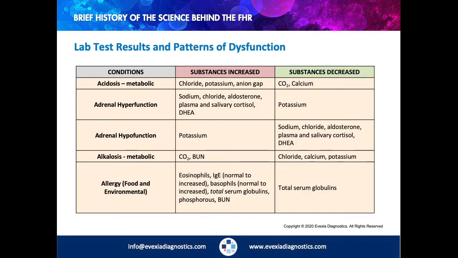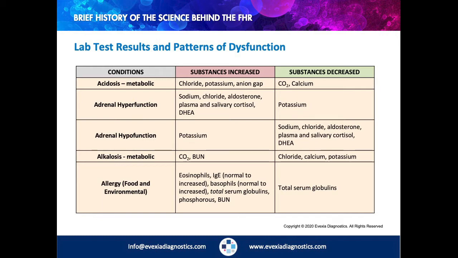On this slide and the next several slides is a look at some of the interpretations the researchers discovered as they relate to functional health conditions and lab test result patterns of dysfunction. You can use this slide and the next slide as a guide, and I suggest you download a copy of these and have them at your desk. The conditions are listed in the column on the left as you see, the substances increased in the center, and the substances or analytes decreased on the right. I'm just going to go through a few of these on each slide.